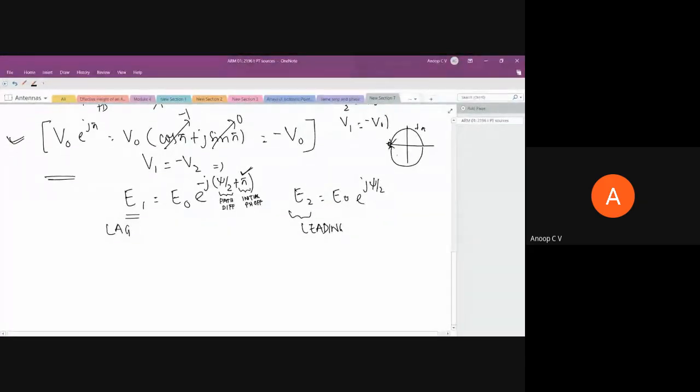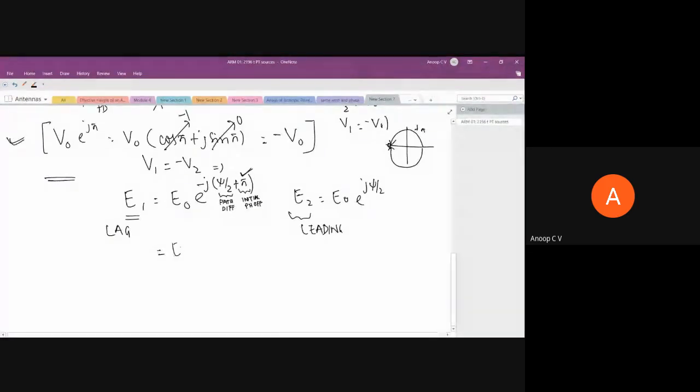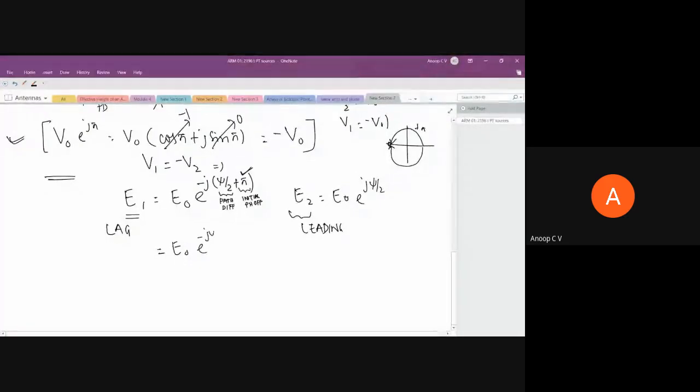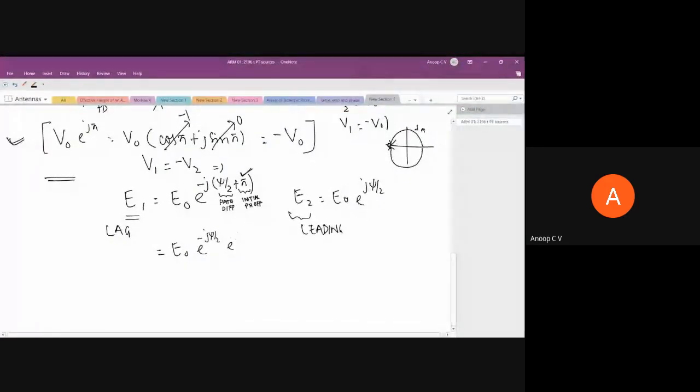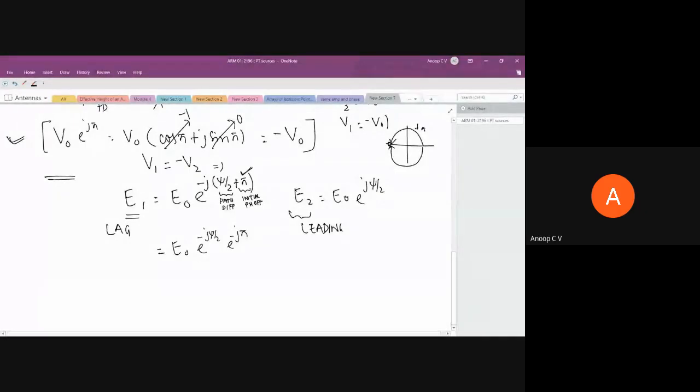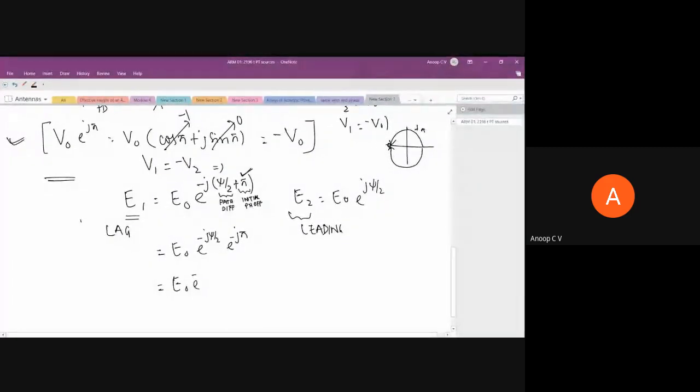So whether it is plus pi or minus pi, it doesn't make any difference here. I have written it as minus pi. It's not a problem. If you want, you can write it as minus pi; e power minus j psi by 2 minus pi also would be fine. So this E naught, further I can write as e power minus j psi by 2 into e power minus j pi. So it is equal to E naught into e power minus j psi by 2 into e power minus j pi.